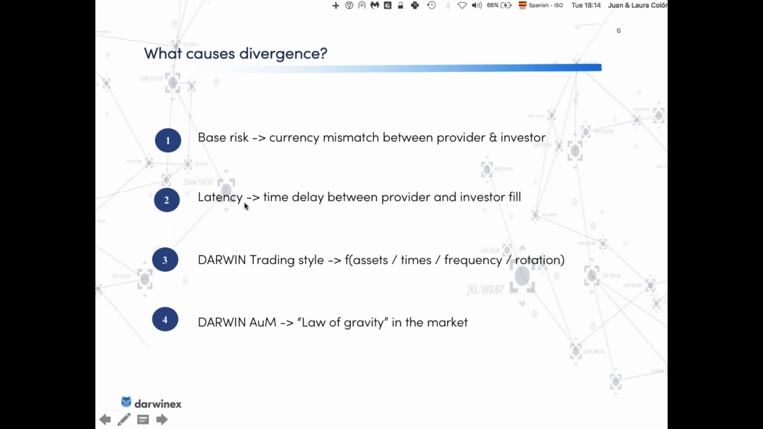Then there's latency, as you shall see. There's some delay from the point where the trader gets filled, the provider gets filled, until the investors get filled in full.